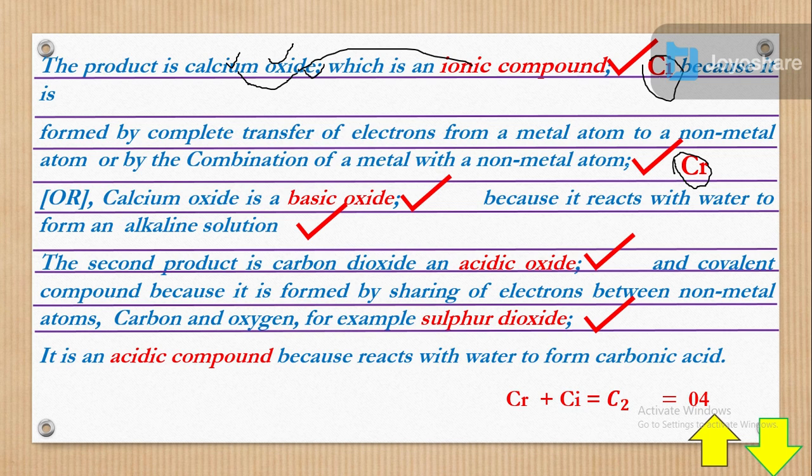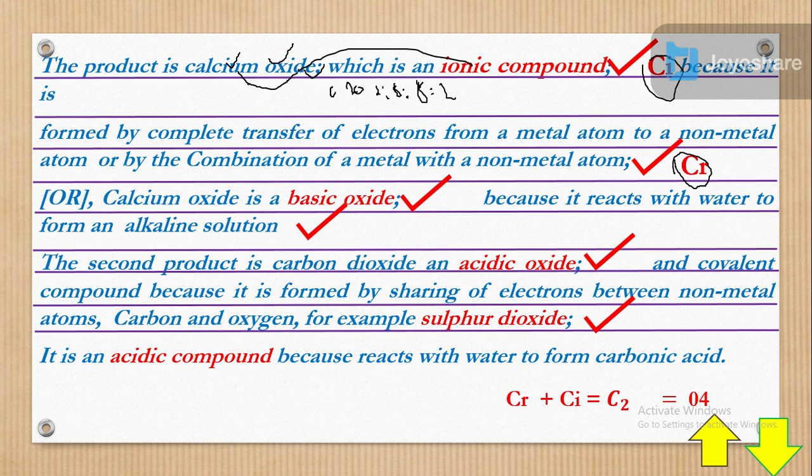Because now this is CR, a reason. Because it is formed by complete transfer of electrons from a metal atom to a non-metal atom, or by combination of a metal with a non-metal. Now realize that when you get calcium, remember, calcium has atomic number 20, with electronic configuration 2, 8, 8, then finally 2.